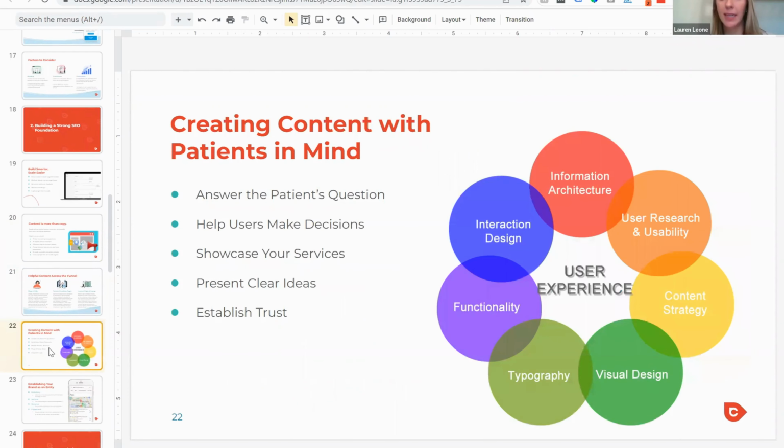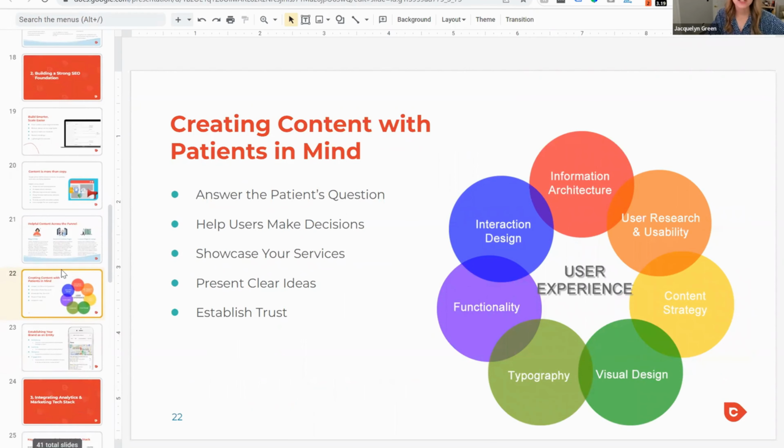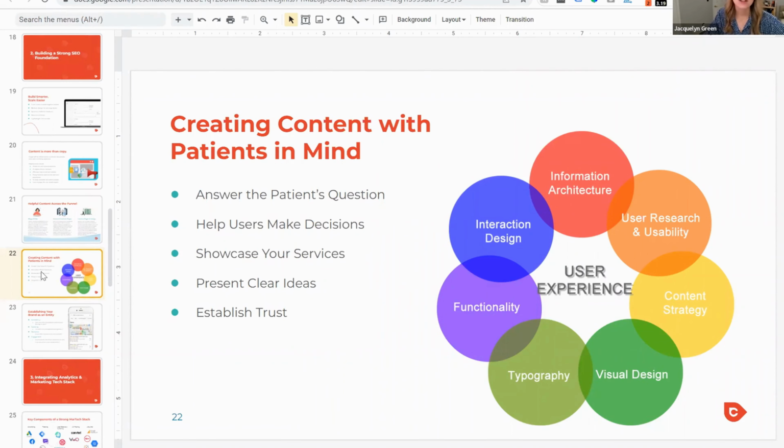I think this is exactly what we were talking about: writing for the patient and not for the search engines. Exactly. Really what you need to focus on with your website is very simple. How do you provide value to your patients? How do you answer the questions they're asking, showcase what you're offering to them, and help Google and your patients understand who you are, what you offer, and why they should choose you for that service?